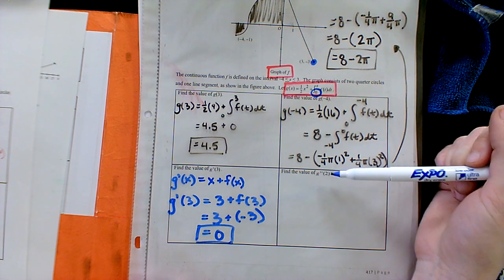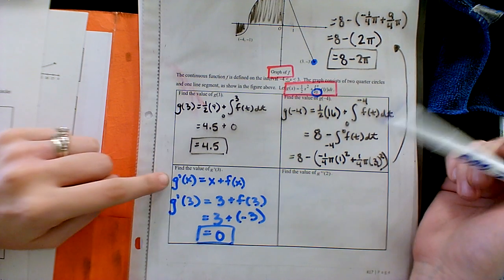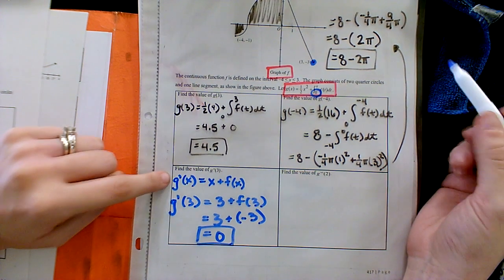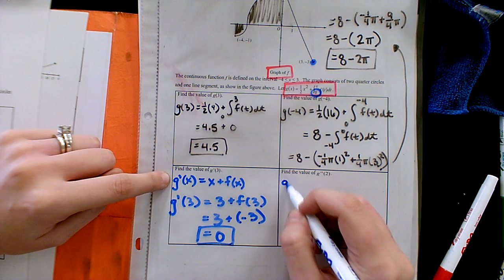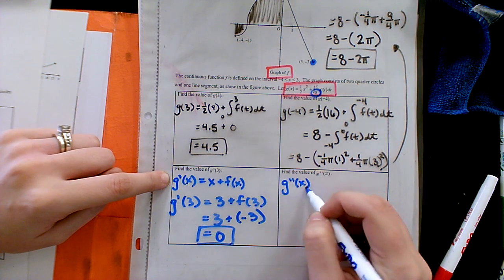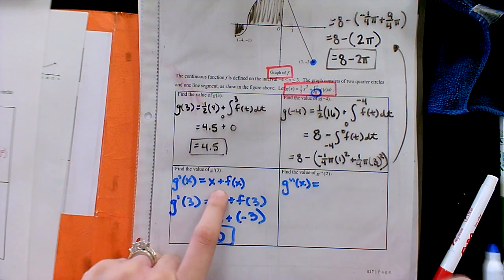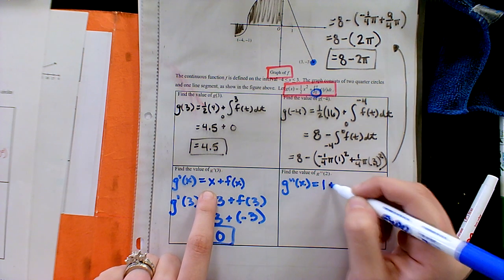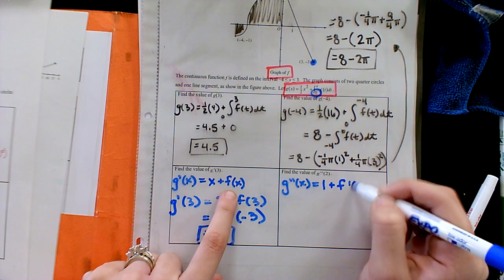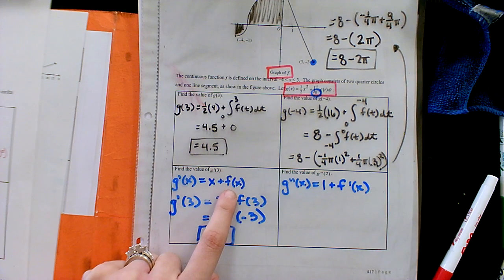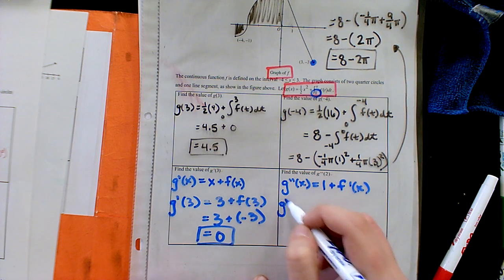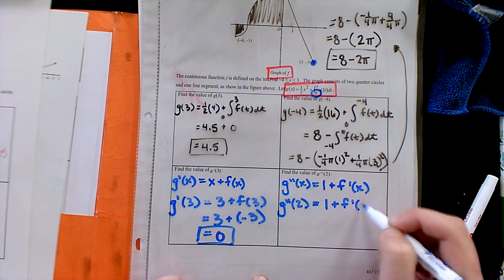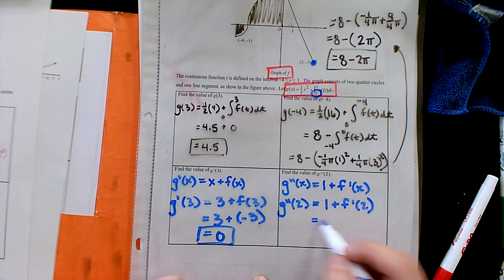All right, let's go ahead and try a second derivative. So that's going to involve taking the derivative of this equation that we found in the previous example. So if I take the derivative of g prime, that'll be g double prime. And then I have to take the derivative of the right-hand side. So the derivative of x would be 1, and then I'll add the derivative of f, which would be f prime. All right, so let's plug in 2. I need 1 plus f prime of 2.